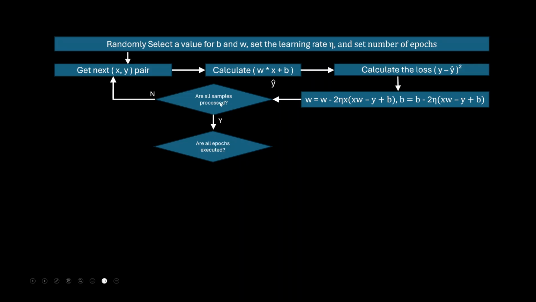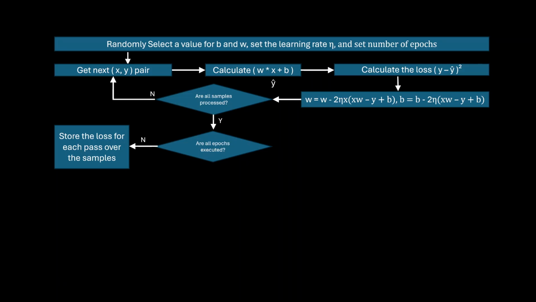If we are done processing all the samples, then we ask another question. Are all epochs executed? Have we finished? Have we done all epochs? If the answer is no, then we store the loss, and this is important. You store the loss for each iteration or for each epoch, and then we start the next epoch.